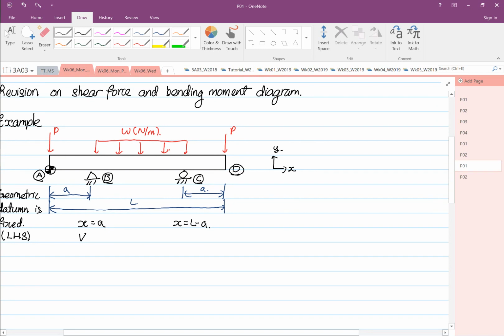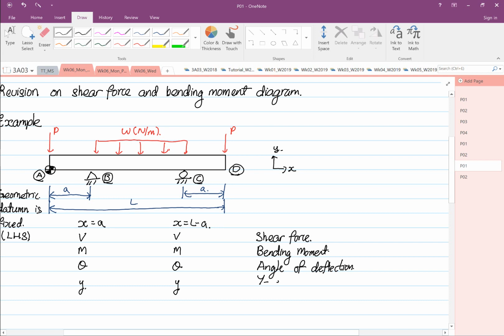You have V, M, theta, Y, and your right hand side is also V, M, theta, Y, and V corresponds to shear force, M bending moment, theta is the slope of deflection, angle of deflection, okay, and Y is Y displacement, okay, due to deflection.